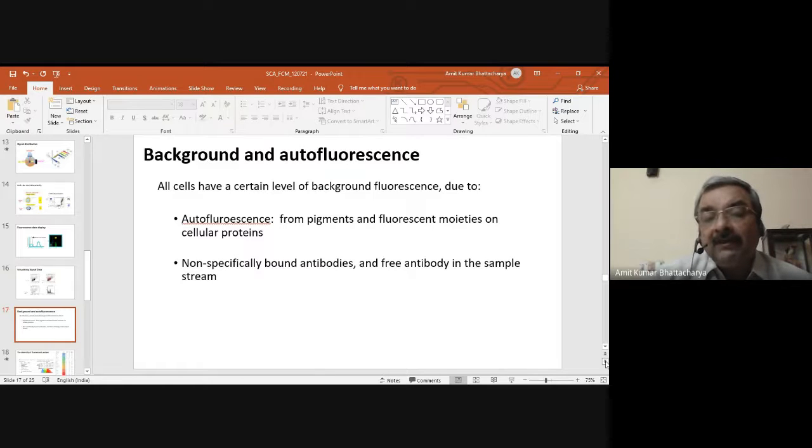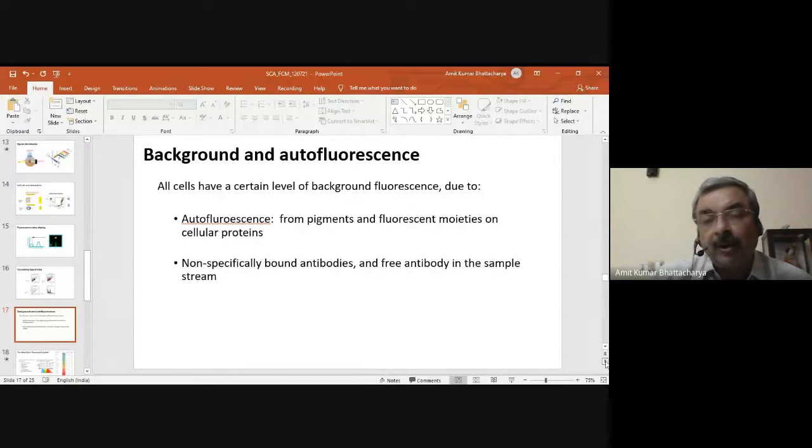Also, whenever we actually look at fluorescence, there's always a background fluorescence which is present in cells. And this background fluorescence is because there are always metabolites present in these cells which have their own intrinsic fluorescence.